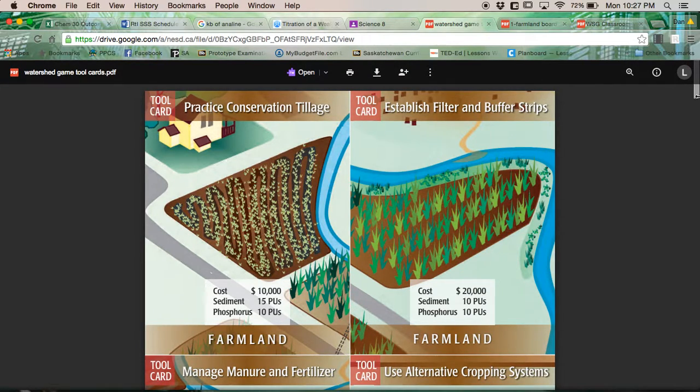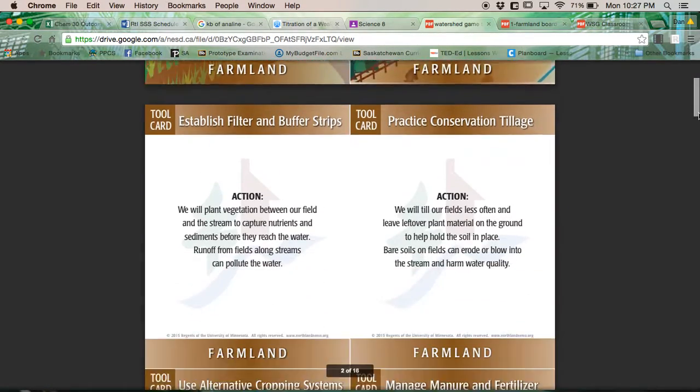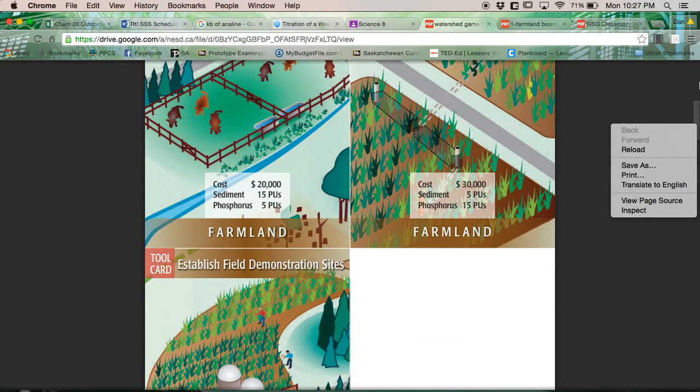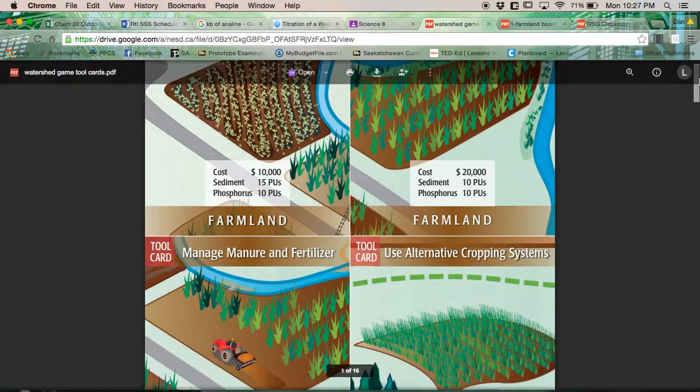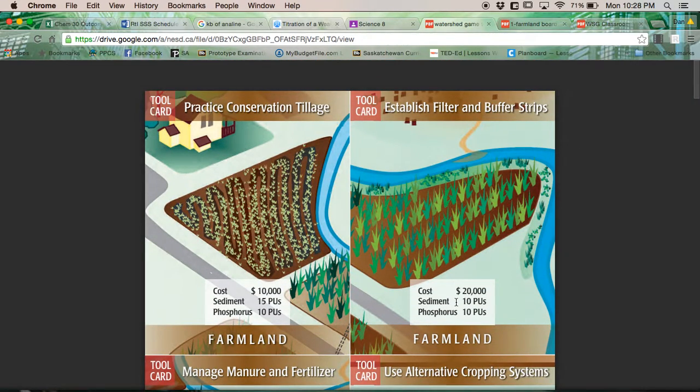You're not only looking at decreasing the PUs, but you also have to look at the cost. So at the beginning of the assignment, you're given $60,000 as your budget. What you need to do is reduce your pollution by the most PUs possible, but you have to be able to do it with $50,000. So you have to have $10,000 left over.